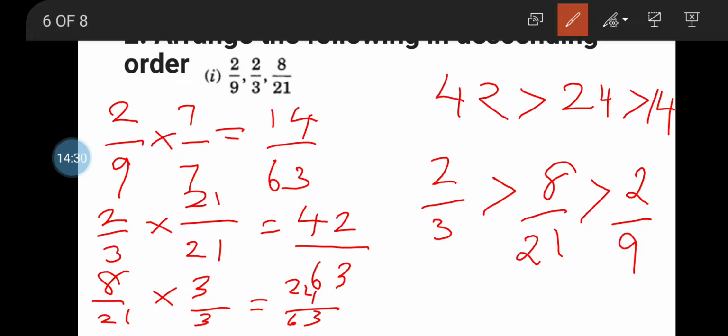So now we arranged in descending order. Okay. So from decreasing order, the first should be the greatest number, and it should be the least number at the end. So we can say that 2 by 3 is greater than 8 by 21 is greater than 2 by 9. Okay. So with this, I will end this video and I'll continue the same exercise in my next video. Thank you, children.